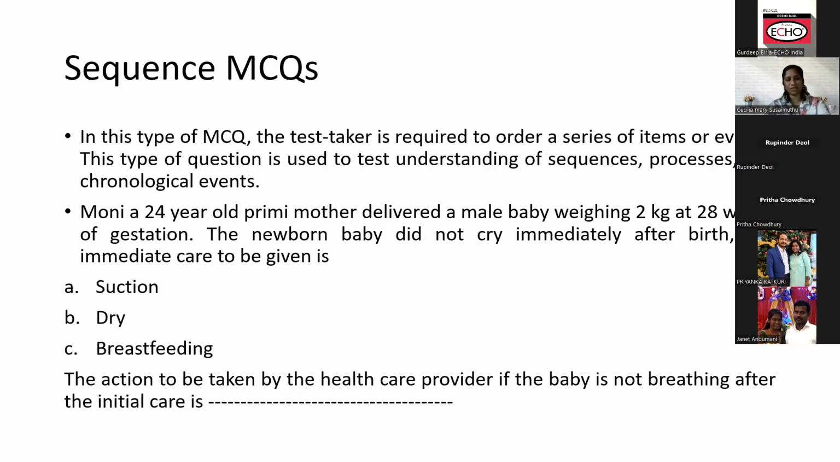Then sequence MCQ. In this type, the test taker is required to order a series of items. This type of question is used to test the understanding of sequences or chronological order. For example, Moni, a 24-year-old primary mother, the baby did not cry immediately after birth. So what steps should be done first? What is to be done second? There can be 5 options given, and the test taker can be told to number the items according to priority. So this is called sequence MCQs.